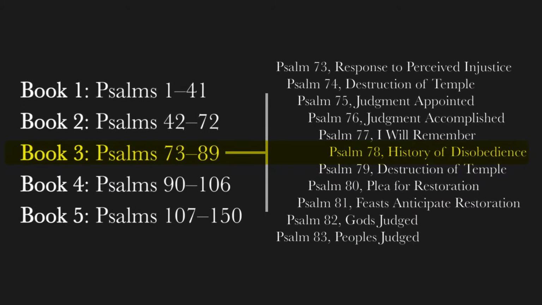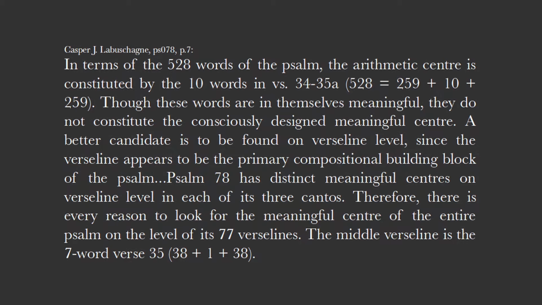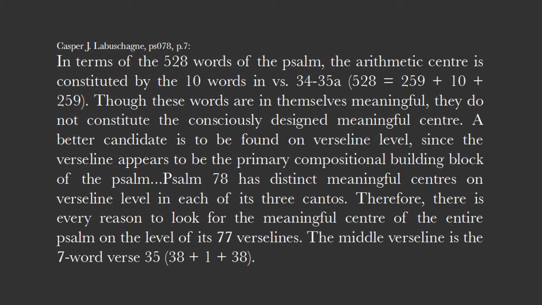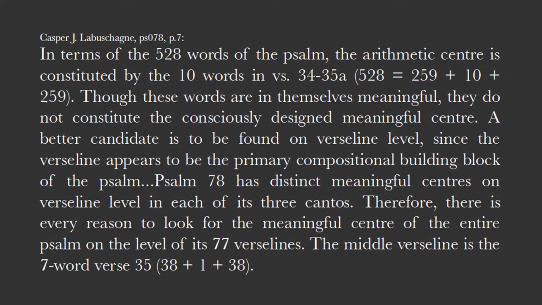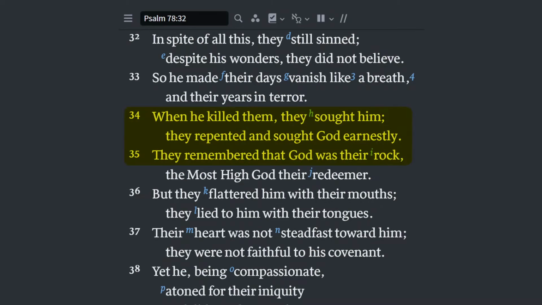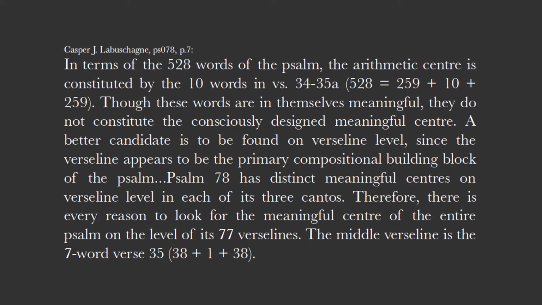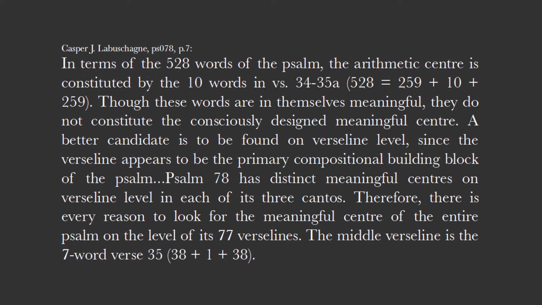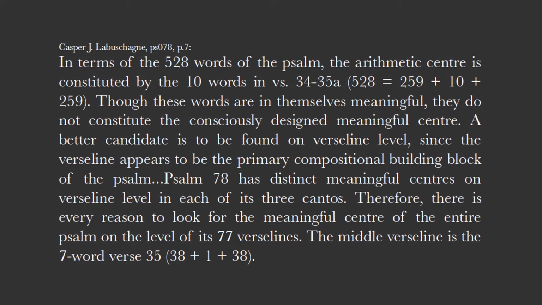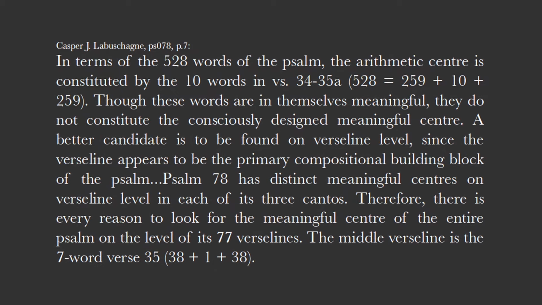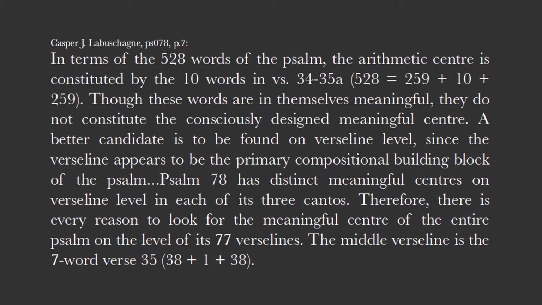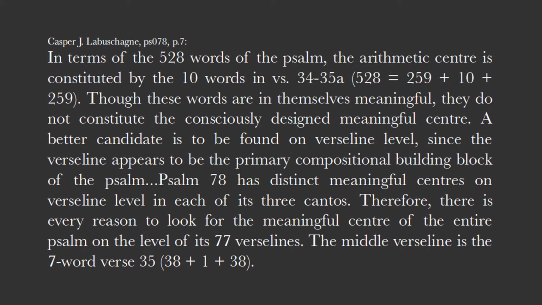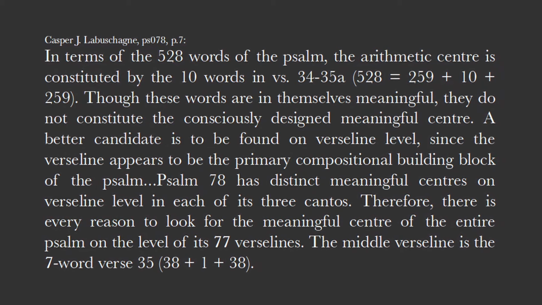With that in mind, Caspar Labuschagne wrote of this psalm, "In terms of the 528 words of the psalm, the arithmetic center is constituted by the 10 words in verses 34 through 35a, and that breaks down to 259 plus 10 plus 259. Though these words are in themselves meaningful, they do not constitute the consciously designed meaningful center. A better candidate is to be found on verse line level, since the verse line appears to be the primary compositional building block of the psalm.